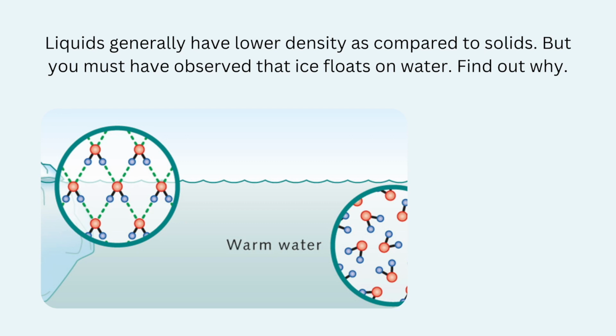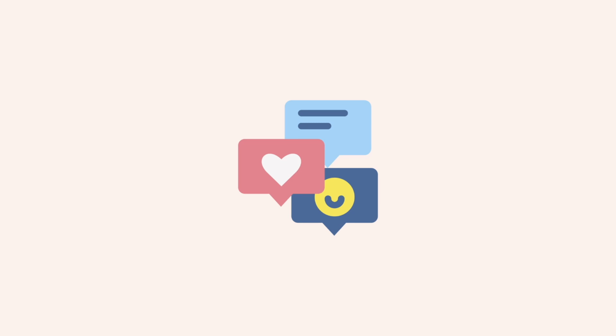Because ice has air pockets in between, it is not completely ice. In this image you can see there is space in between, and that is the reason for ice having lesser density when compared to that of water. That is all the in-text questions, and that is all for this video.